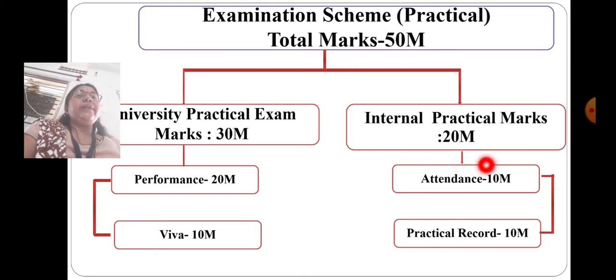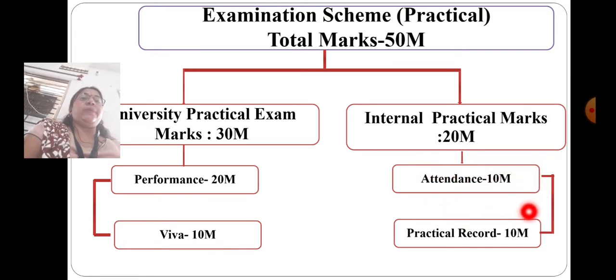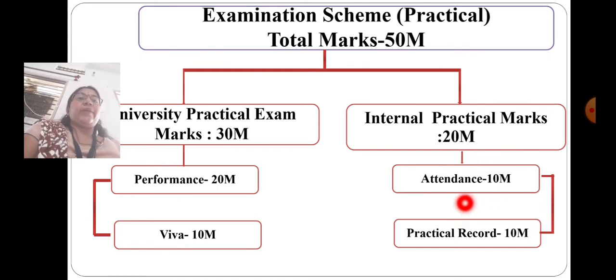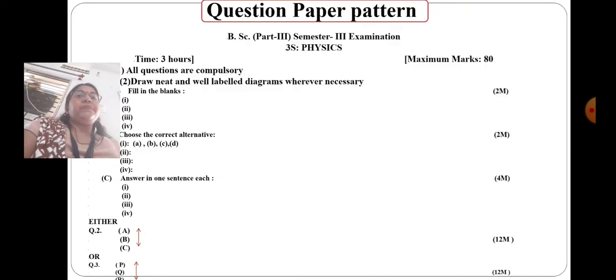And here the internal practical marks depend on your attendance and your practical record, which will be checked. So in this way, including the internal practical marks and the university practical exam, the total marks for practical is 50.